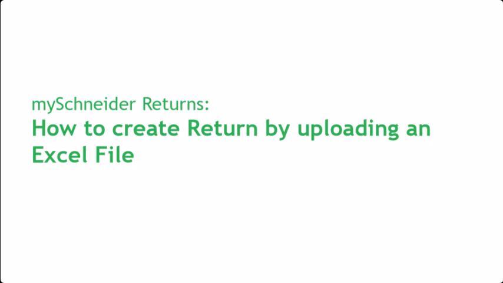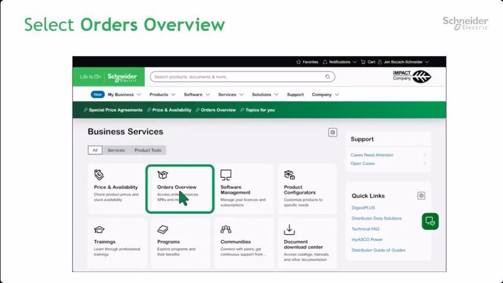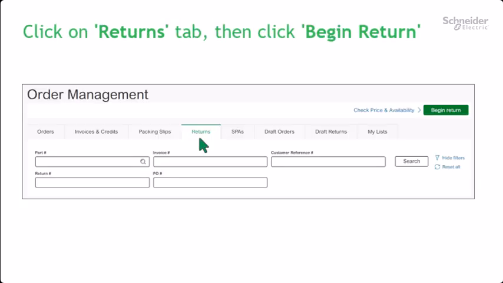How to create a return by uploading an Excel file in mySchneider. Select Orders Overview. Click on the Returns tab, then click Begin Return.